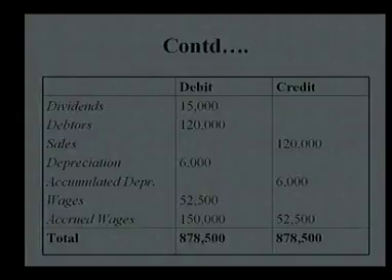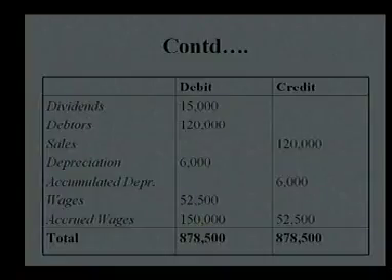For example, dividends. When you close it, you will find that the balance brought down of 15,000 is coming under debit. Debtors, 120,000 balance brought down is coming under debit. Sales, 120,000 under credit. Depreciation, 6,000 under debit. Accumulated depreciation, 6,000 under credit.